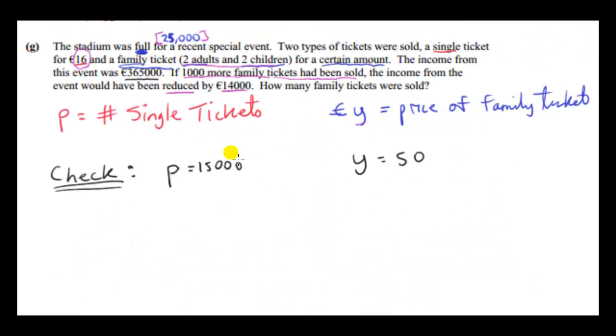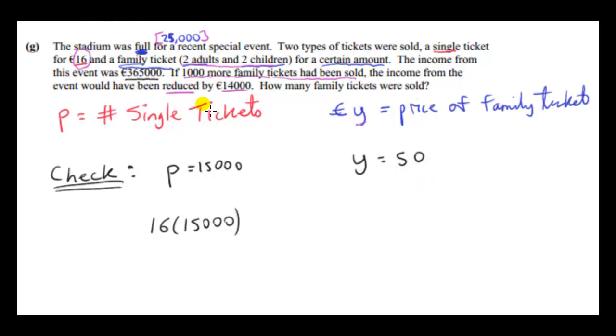As an aside, I will just run all these numbers forward just to see that everything makes sense. So 15,000 single tickets were sold. The cost of a single ticket is 16 euros. So we'll take the first situation here. The total cost is going to be 16 multiplied by 15,000. Well, this is the income from all the single tickets. A family ticket is 50 euros. So how many families were sold tickets?